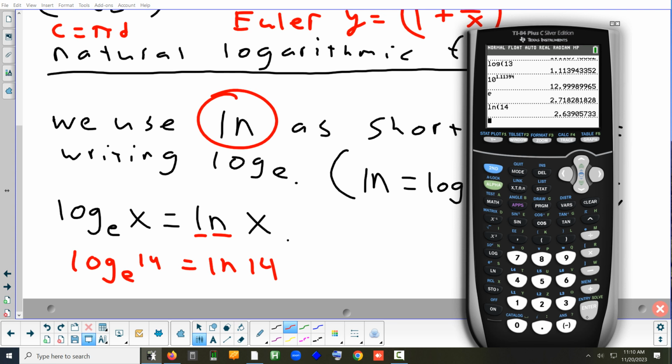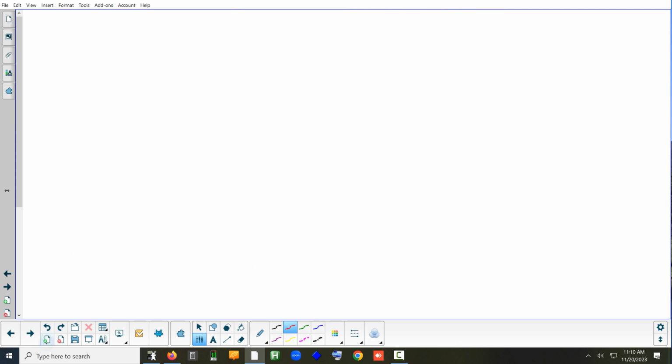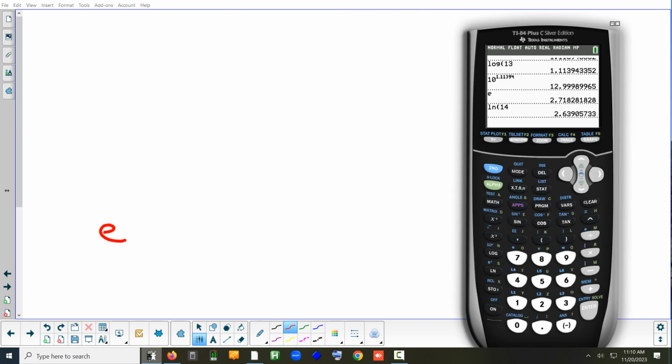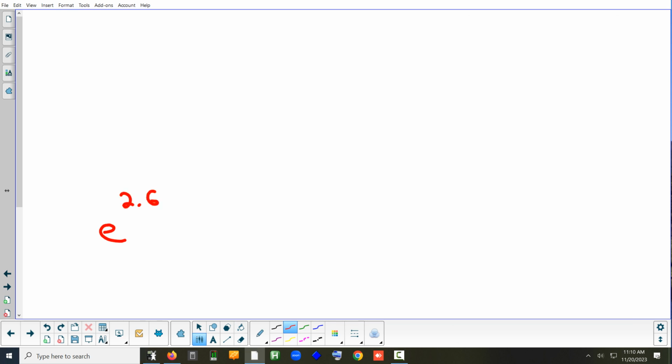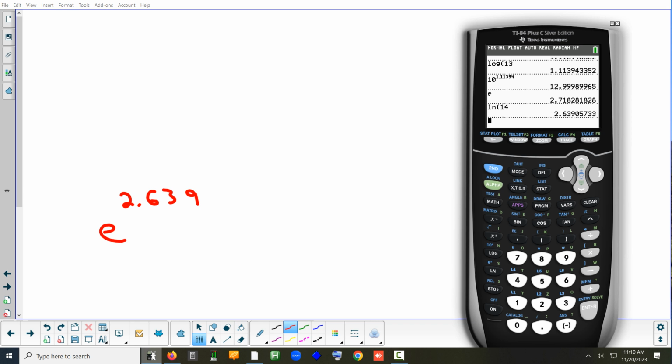So what's the base that's hidden in the ln? e. So if you take e and raise it to the 2.639 power, you should get about what number? 14. That's the exponent you would raise the base to in order to get 14. You could try it, it'll be about 14. That's an important idea: logarithms are exponents. That's what they are.